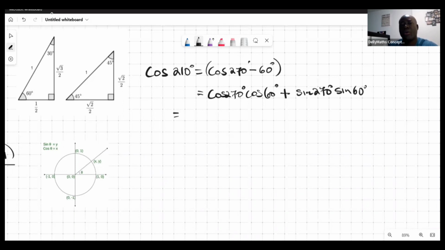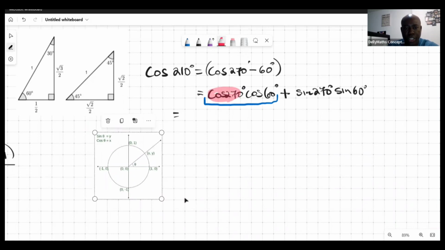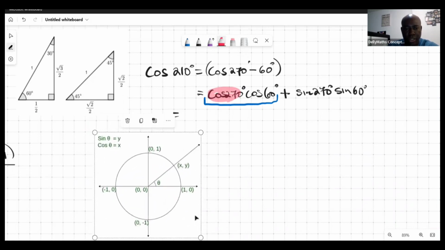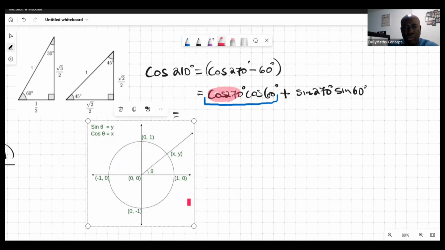Let's go further. What are we looking at? You're definitely looking at this part here. We should take a quick look at this: 270, right? Cos of 270. We could see that by looking at the unit circle right here. This is 0 degrees, this is 90 degrees, this is 180 degrees, and 270 degrees is right here. As you could see, the coordinate for that is (0, -1).